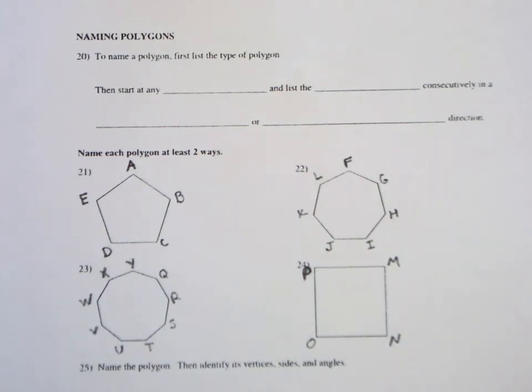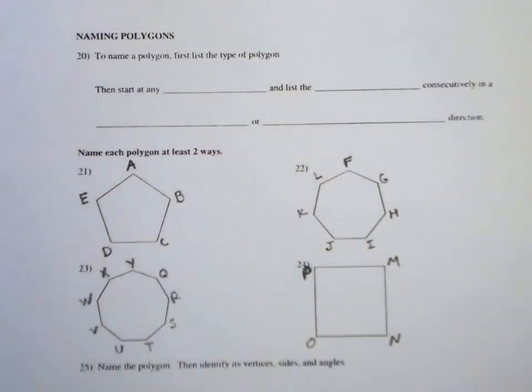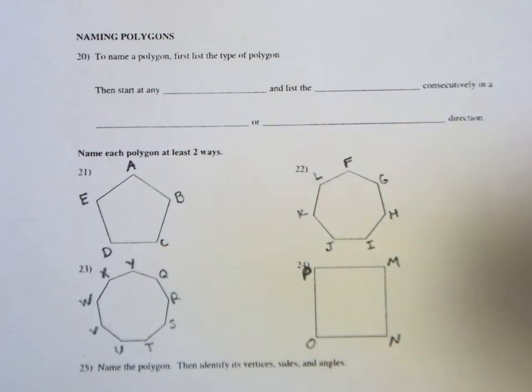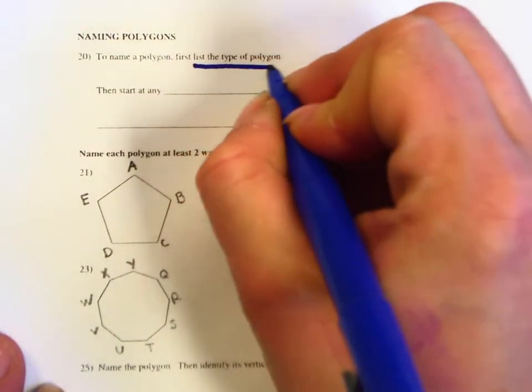Okay, when we're naming a polygon, number 20 says, to name a polygon, first list the type of polygon. So in terms of type of polygon, we're talking about how do we classify it based on the number of sides alone. So triangle, quadrilateral, pentagon, etc. So we want to first list the type of polygon.